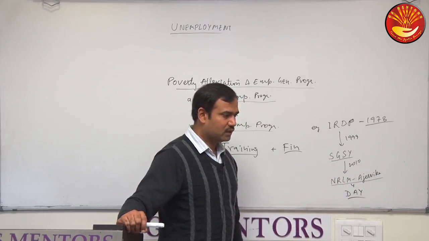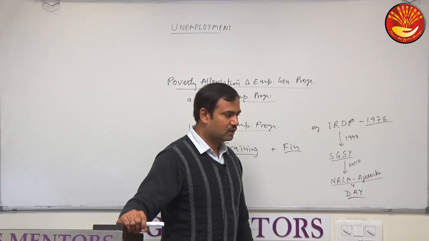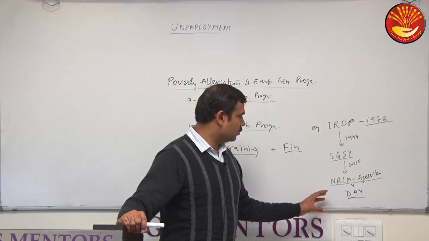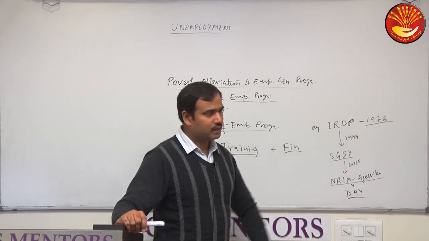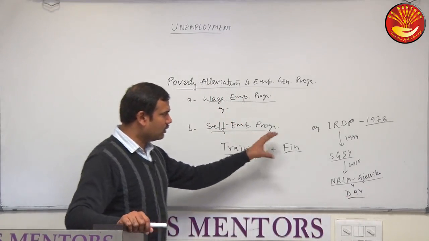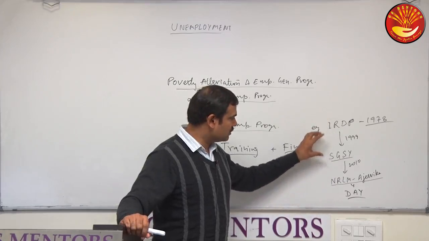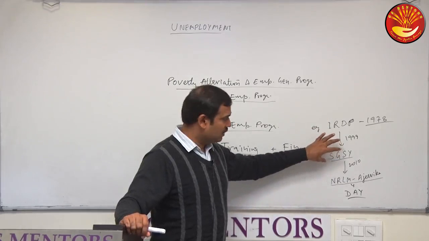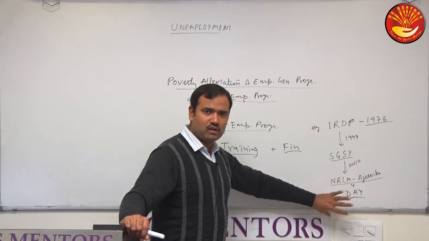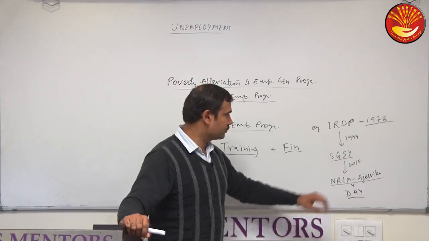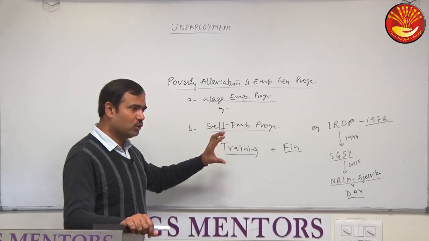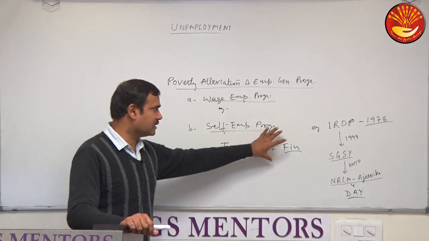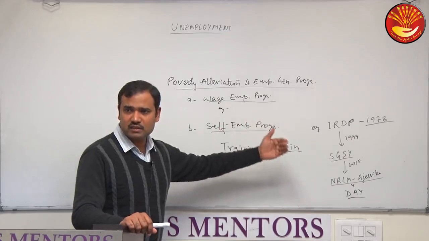Antyodaya Yojana. Deen Dayal Antyodaya Yojana, DAY. So all names you should remember: IRDP, then Swarn Jayanti Swarozgar Yojana, and now these. Both names are used interchangeably even now. So what is the program here? Training is given by government agencies and NGOs, and then finally finance is given so that people can do their own business.